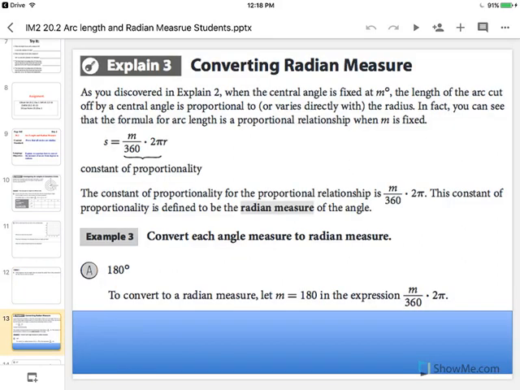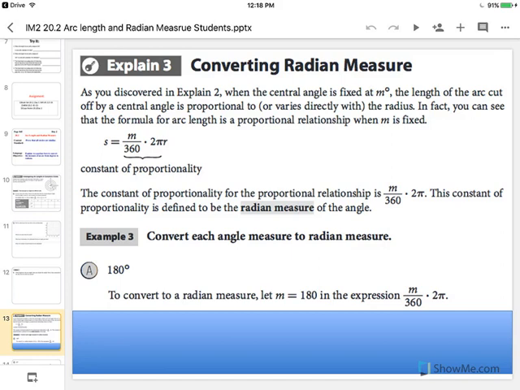Right. So then, as you discover in example 2, when the central angle is fixed as m degrees, the length of the arc cut off by the central angle is proportional to, or varies directly with, the radius. In fact, you can see that the formula of the arc length is a proportional relationship when m is fixed. So here, for example 3a, we want to convert 180 degrees to a radian measure.